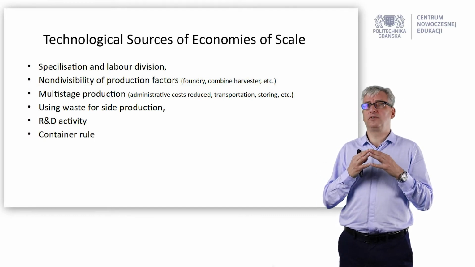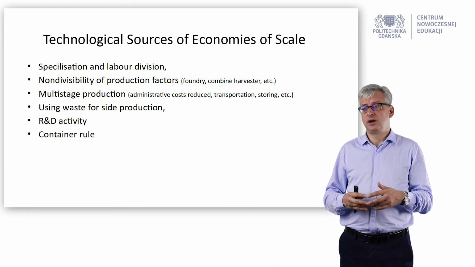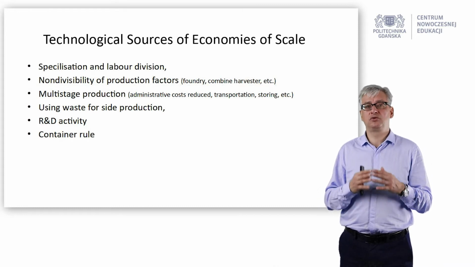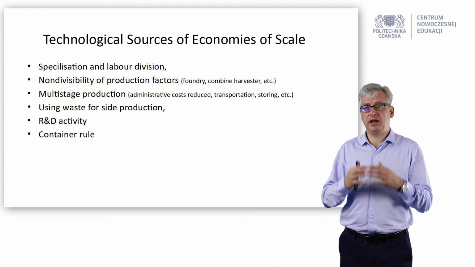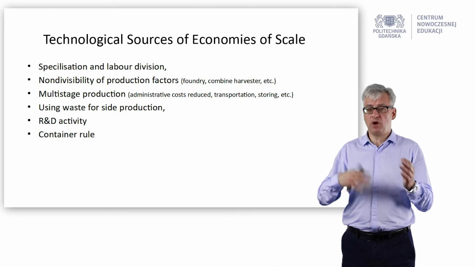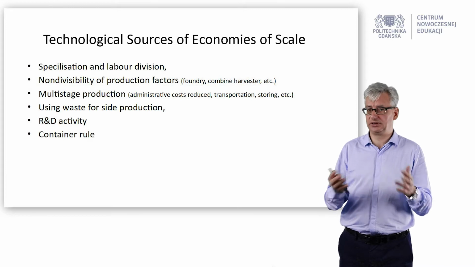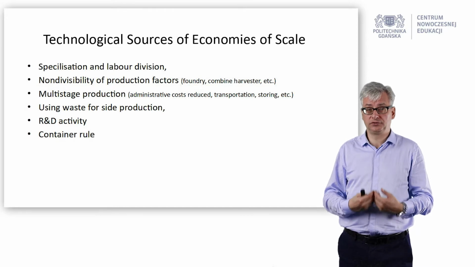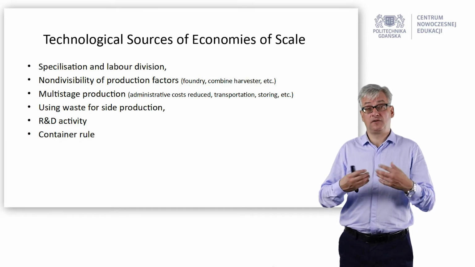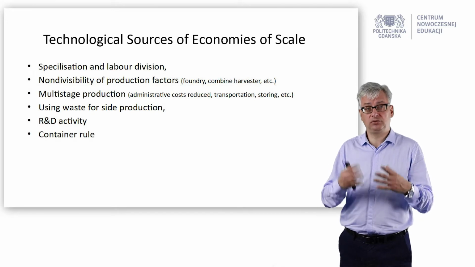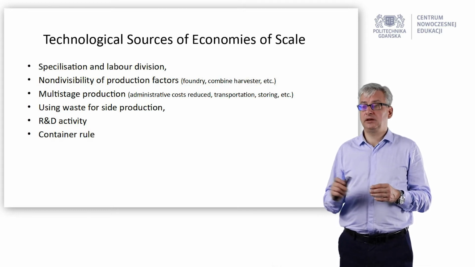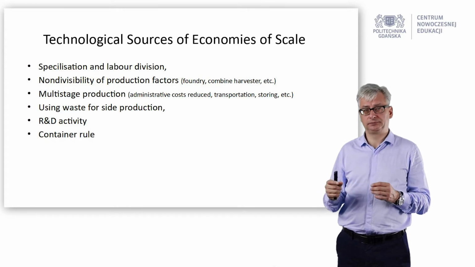Or you may think of a foundry, right? When you look at foundries, they are always big. I mean, you cannot see any foundry that would produce 100 kilograms of steel per day. Okay? These are tons, these are hundreds of tons or even thousands of tons of production, because foundries must be big to be efficient. So this is about non-divisibility of production factor.